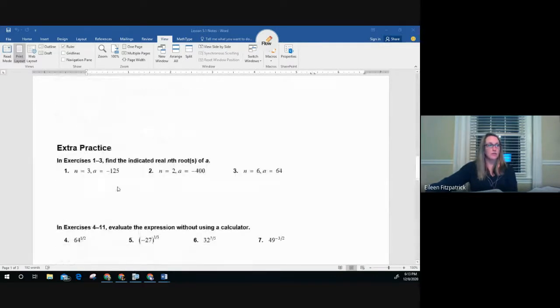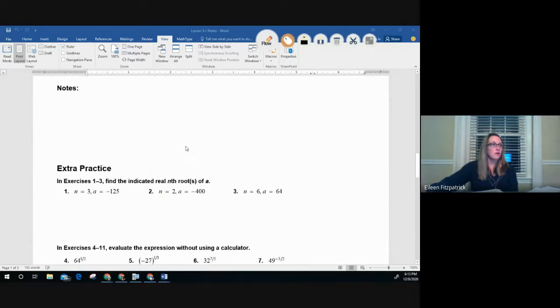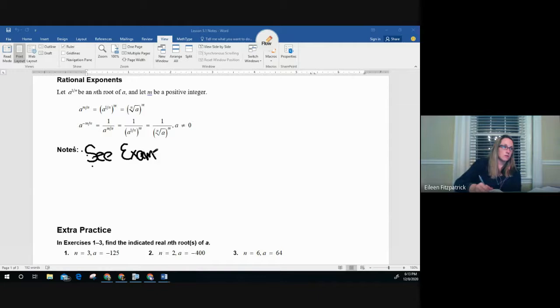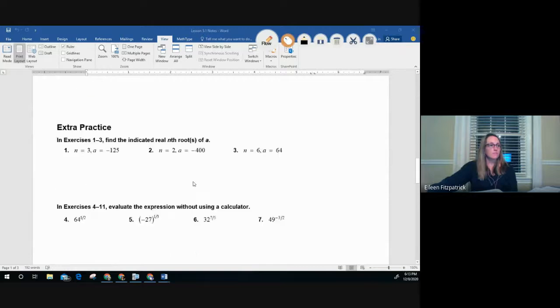All right, so let's go through the next set of problems. Go back up. Underneath this, I want you to write, see examples 4 to 11, because examples 4 to 11 will be related to the rational exponents. All right, now let's go down.